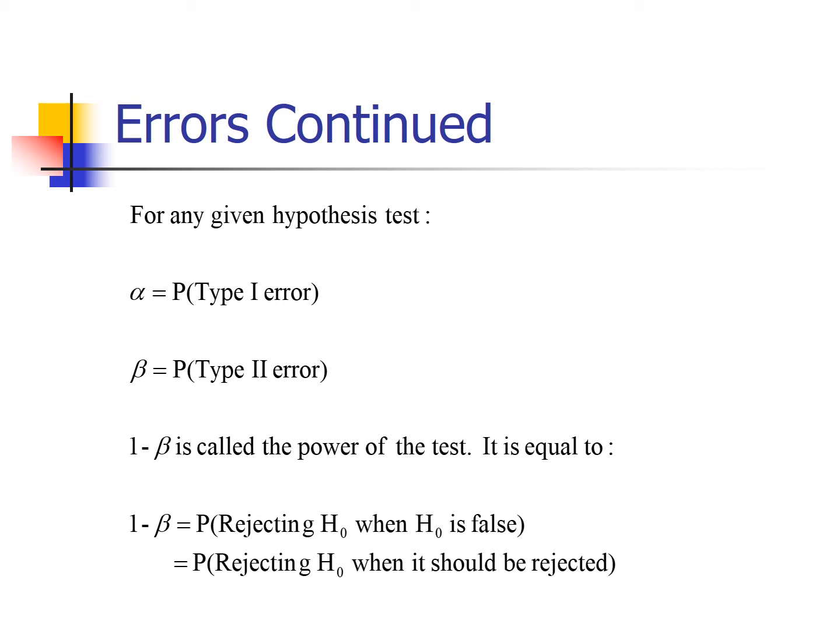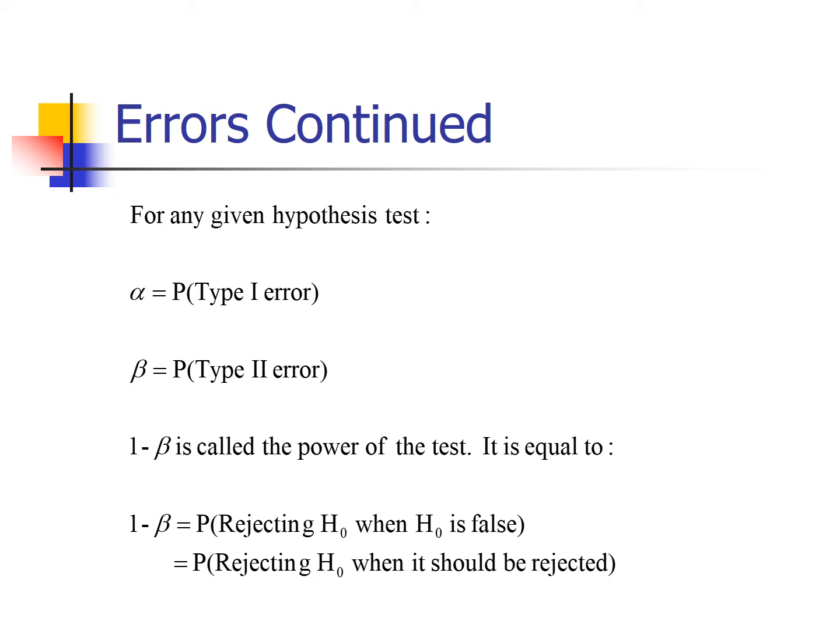Now, for any given hypothesis test, there's two errors that we can make. There's the type 1 error and the type 2 error. Now, the probability of making these errors is given a name. We use the Greek letter alpha, that's what that first symbol is, to denote the probability of a type 1 error. We use the Greek letter beta, the second symbol, as the probability of a type 2 error.